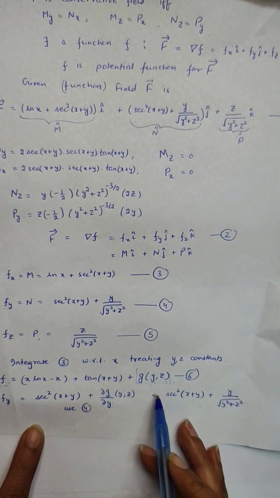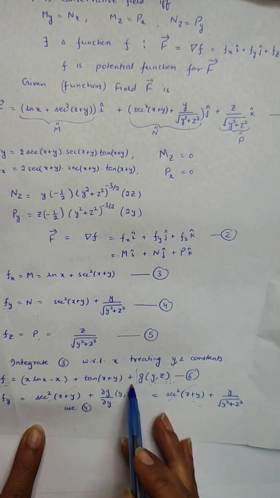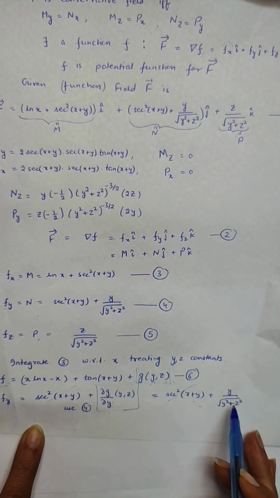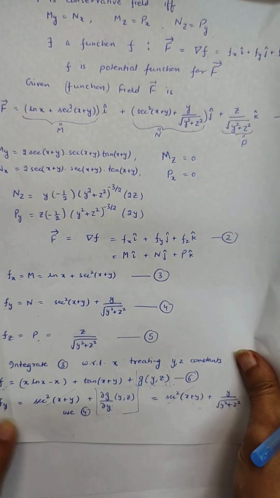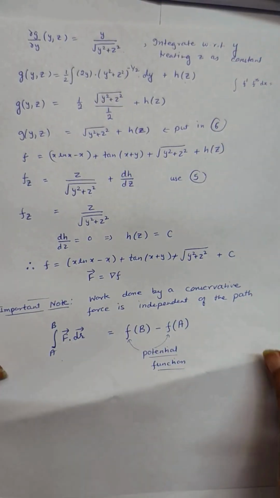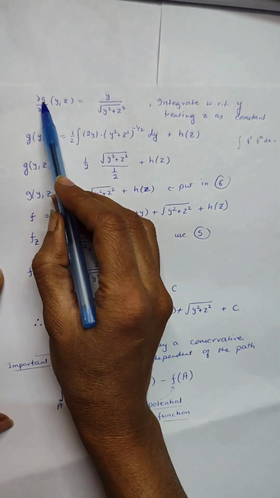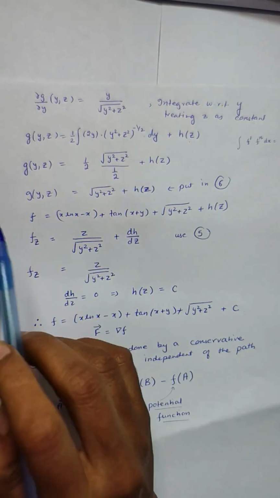So we set them equal to each other, and this first term will cancel out, and that leaves us with the partial derivative of g with respect to y equal to y plus square root of y square plus c square. Okay, so now we have the partial derivative of g with respect to y equal to this function.